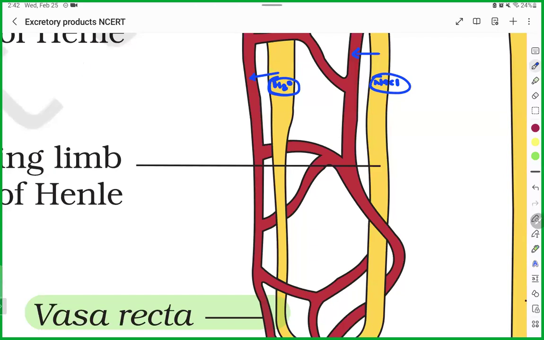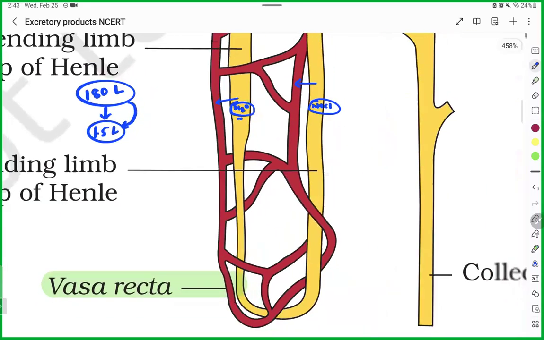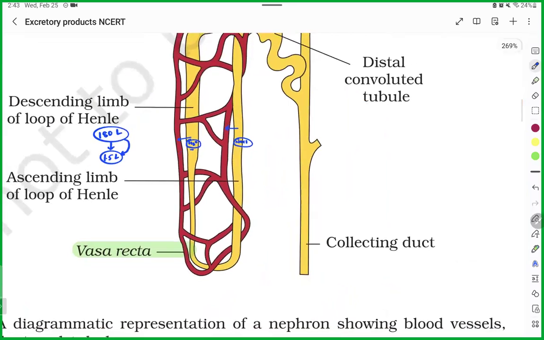You know, we filter almost 180 liters, but the actual urine produced is hardly 1.5 to 2 liters. So what happened to the remaining amount of important nutrients? Reabsorbed. How is it reabsorbed? PCT. Here water, descending limb of loop of Henle water, ascending limb of loop of Henle salt, DCT, collecting duct. Correct. So these are useful to reabsorb most of the things.